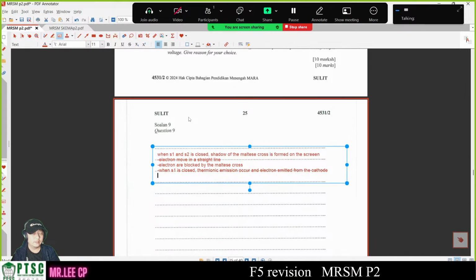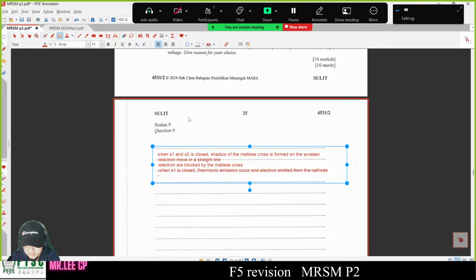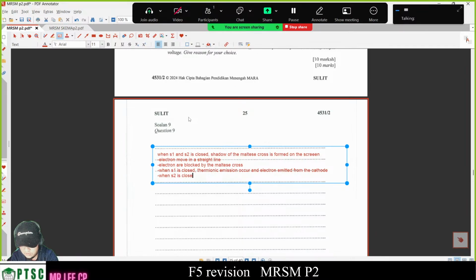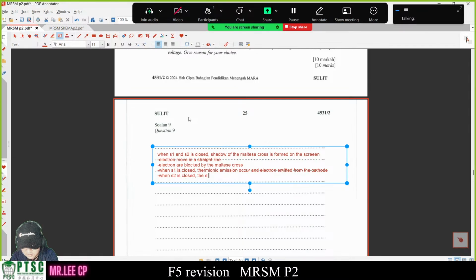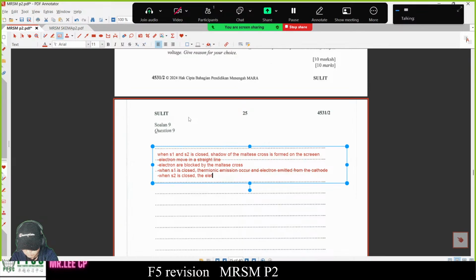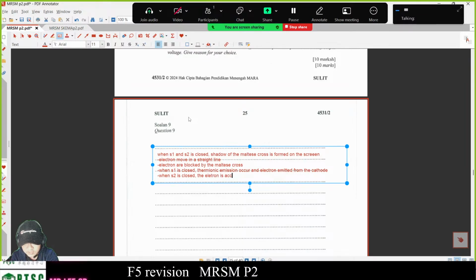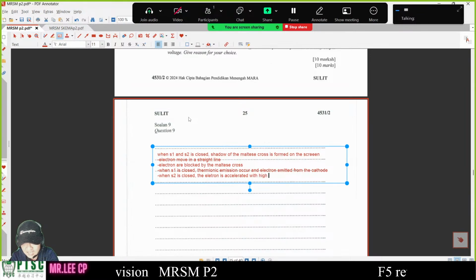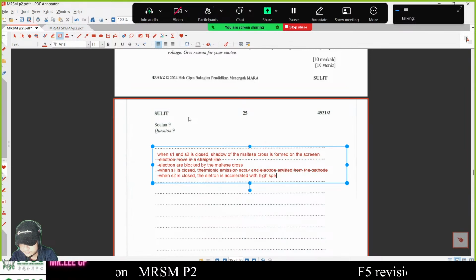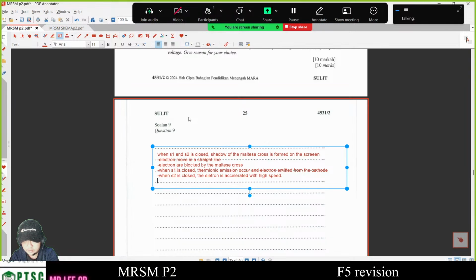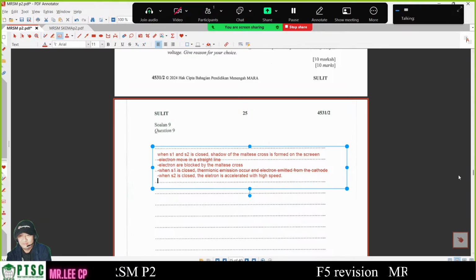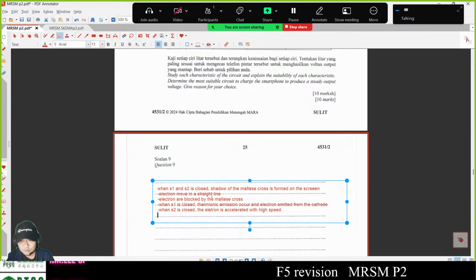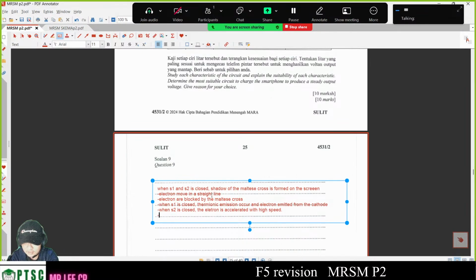Okay. So what happened? So when S2 is crossed, the electron is accelerated with high speed. Okay. This is what we have. What do I have? So I add in one more.